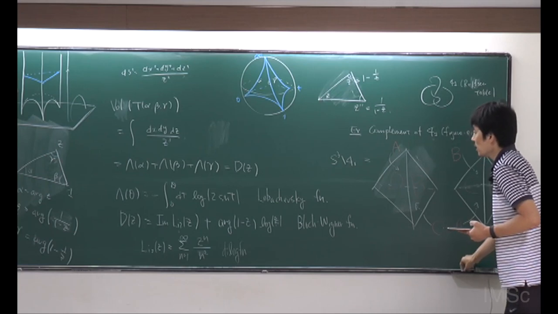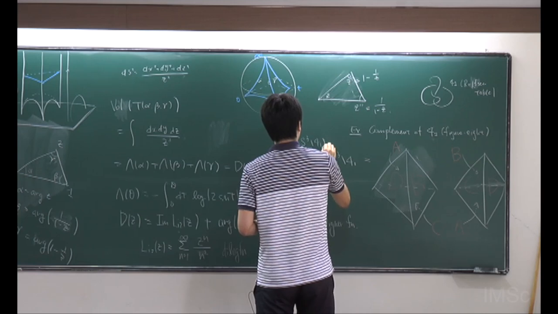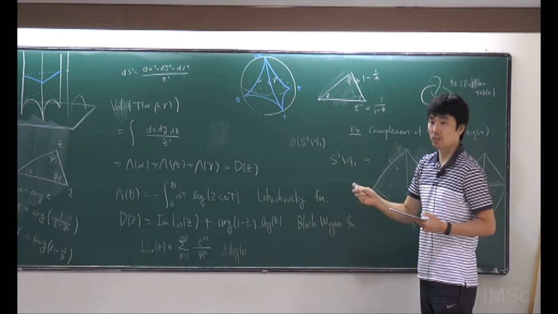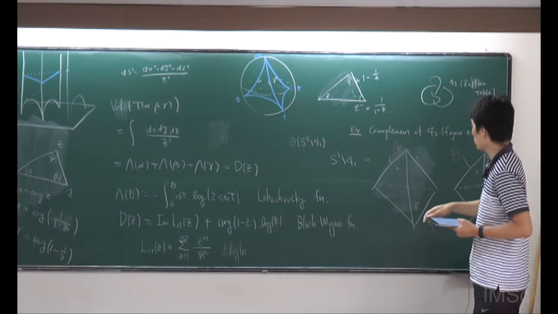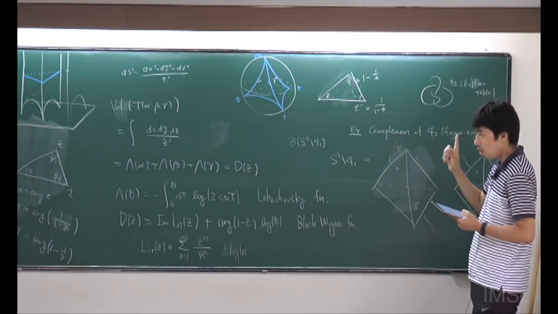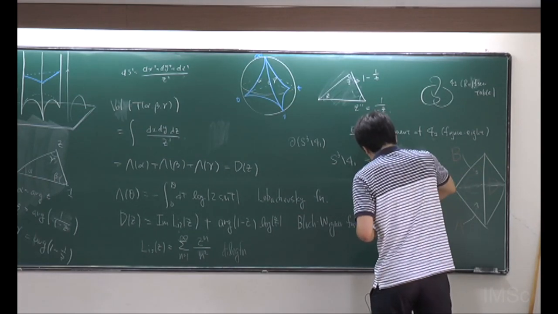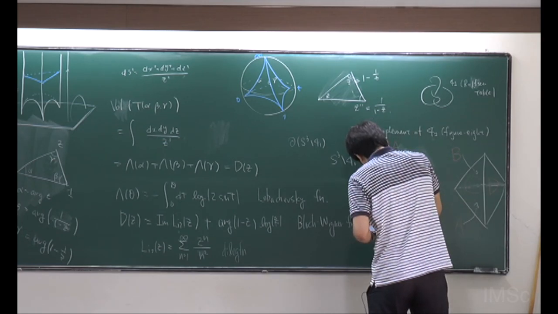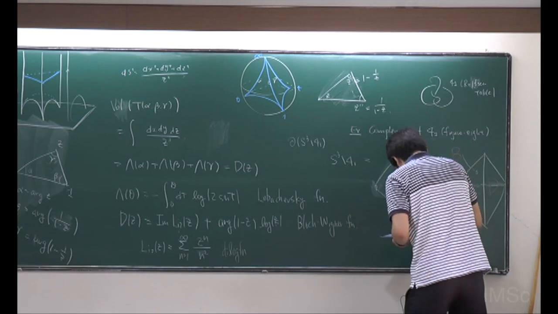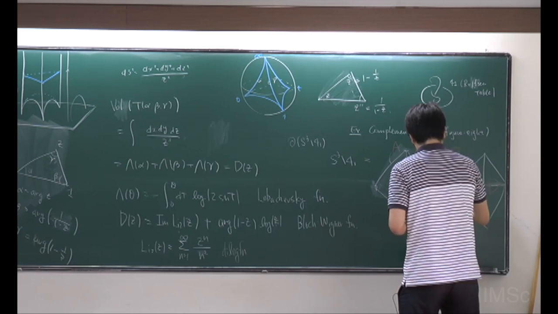Since the boundary of S3 minus figure 8, the knot complement, is always a torus, because if you thicken the knot, the boundary is always a torus. So the knot complement always should have the boundary, and to have the boundary, you just chop off the vertex like this. So you have a triangle like this.